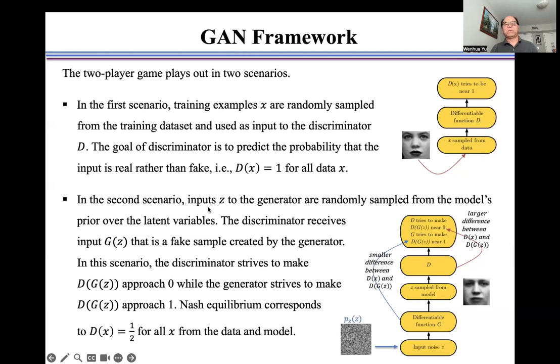In the second scenario, input Z to the generator are randomly sampled from the model's prior over the latent variables. The discriminator receives the input G(z), that is a fake sample created by the generator. In this scenario, the discriminator strives to make D(G(z)) approach 0, while the generator strives to make D(G(z)) approach 1. Nash equilibrium corresponds to D equals 1/2 for all X from the data and the model.